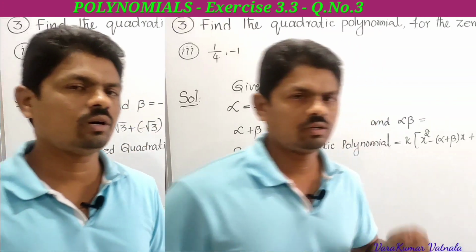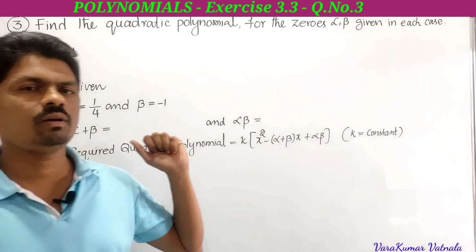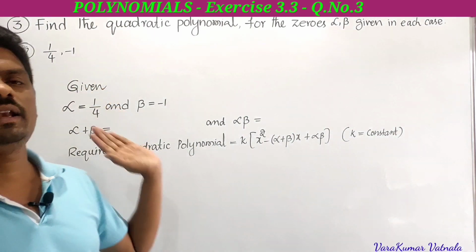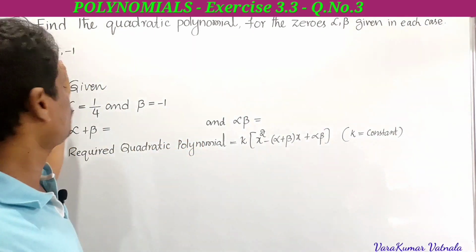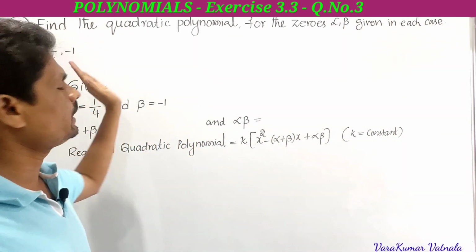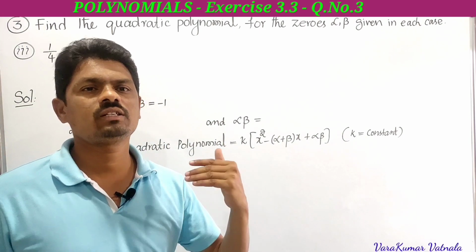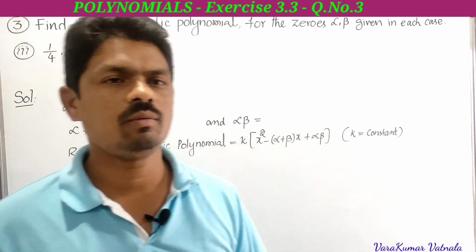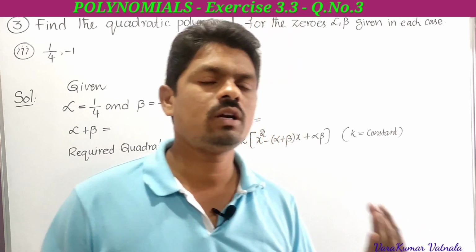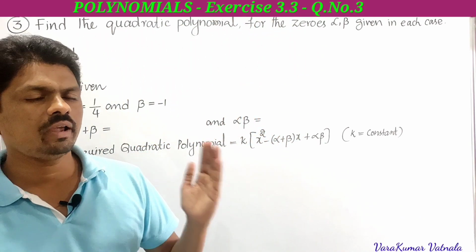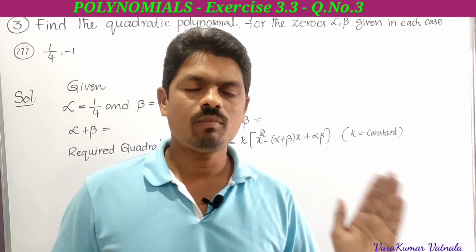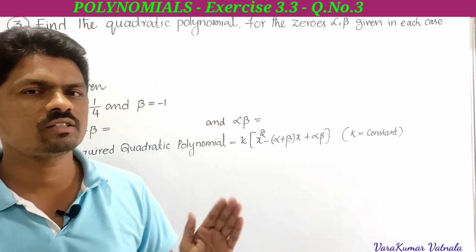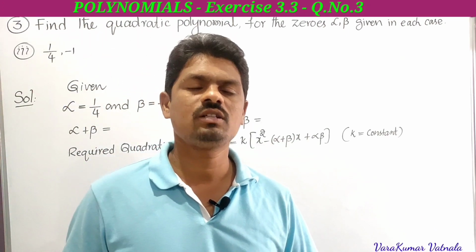Next we have to solve the third bit. This is the third bit in the third problem. 1 by 4 comma minus 1 has given. Alpha equal to 1 by 4, beta equal to minus 1. So he is asking us to find the quadratic polynomial. So the required quadratic polynomial is equal to k into x square minus alpha plus beta into x plus alpha into beta. This is the formula.